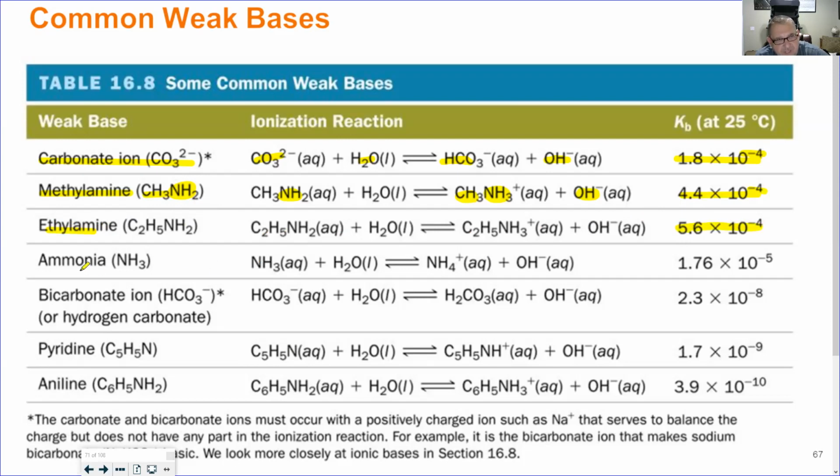Now, ammonia, NH3, is a little weaker. It can react with water to produce the ammonium, NH4 plus, and the OH minus. It's around 2 times 10 to the minus 5. The bicarbonate ion, this was the product from the carbonic acid, so these are the same species. It can react with water to form carbonic acid and kick off an OH minus, but this one's an even weaker base. It's 2.3 times 10 to the minus 8.